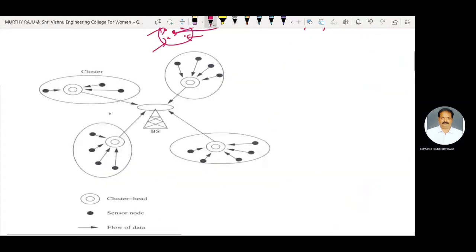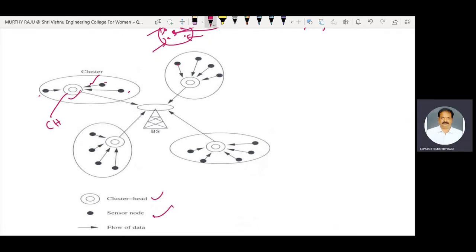This is clustering. This is a cluster. These are the two circles. The cluster head, and the black dots are sensor nodes or IoT devices. This is the flow of data. In this cluster, 3 IoT devices or sensor nodes are there, and one cluster head. These 3 IoT devices send the data to the cluster head.